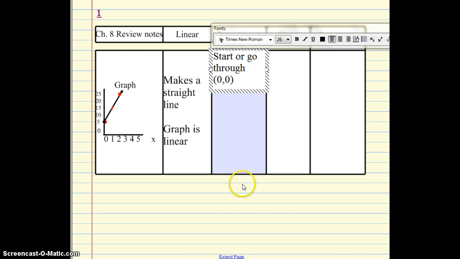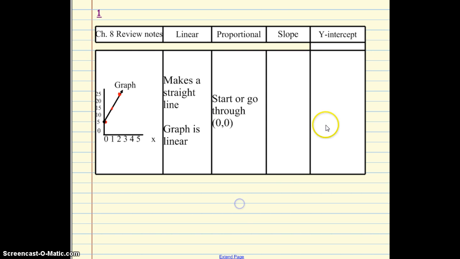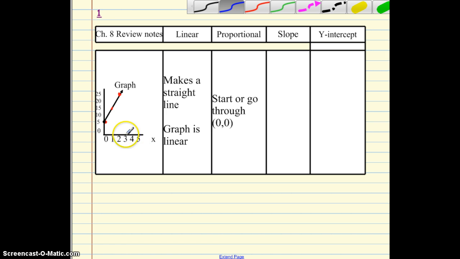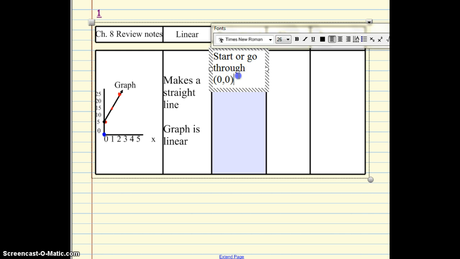Okay. So as we take a look at our graph here, let me get my pen. As we take a look at our graph, 0, 0 is right here. Does our graph start or go through 0, 0? No, it doesn't. So this means that our graph is not proportional. All right, moving on along.